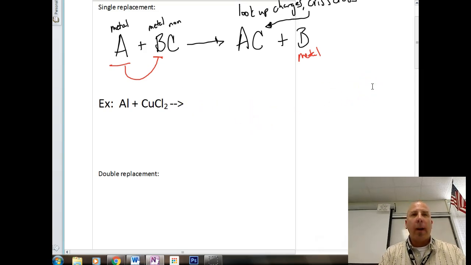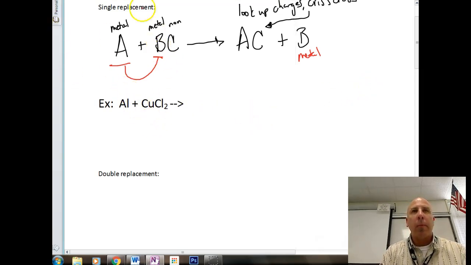Now, so we have aluminum being reacted with copper 2 chloride. So the first thing we need to do is recognize the type of reaction this is as a single replacement. We have a single metal here as aluminum. We have an ionic compound with a copper and an ionic compound with a chlorine. So what's going to happen is the aluminum is going to come in and it's going to replace the other metal in this compound. These two are going to be replaced.